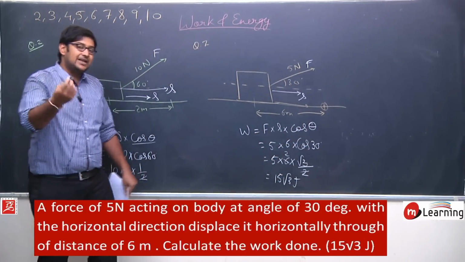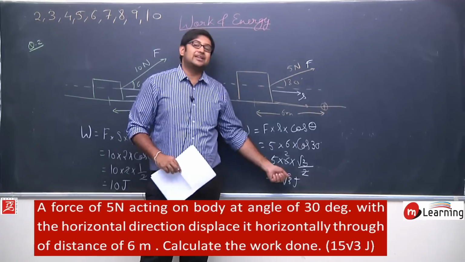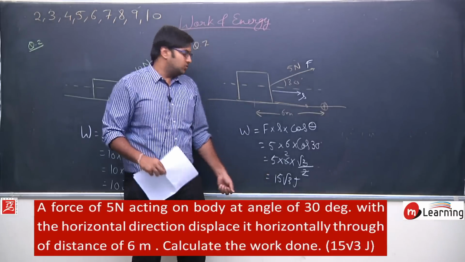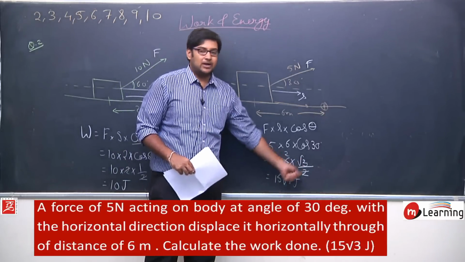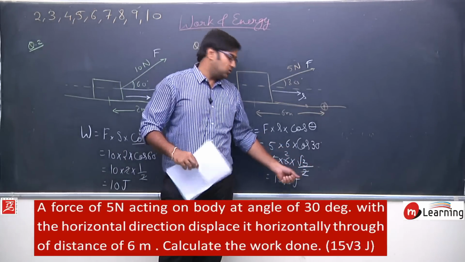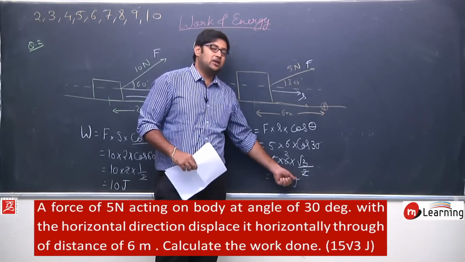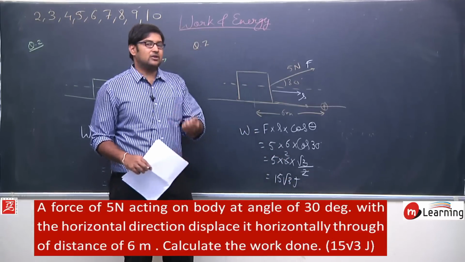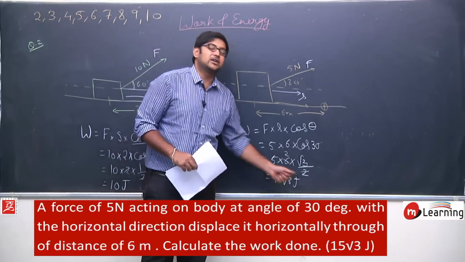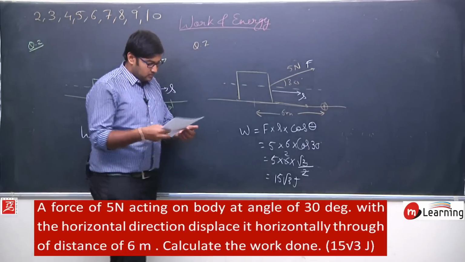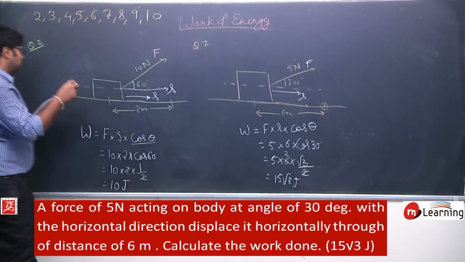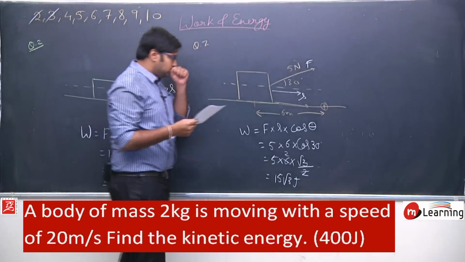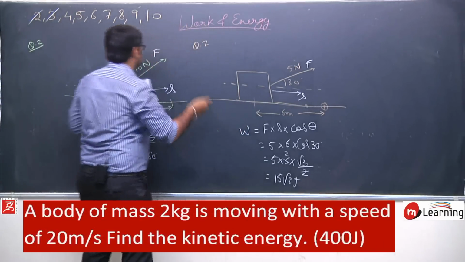Now a question arises: should I solve this root 3 as well, or should I keep the answer in this format only? I suggest you keep the answer in this format. It won't be required to multiply 15 by 1.732. It is not required. You can simply write the answer in terms of root 3. This was the third question.